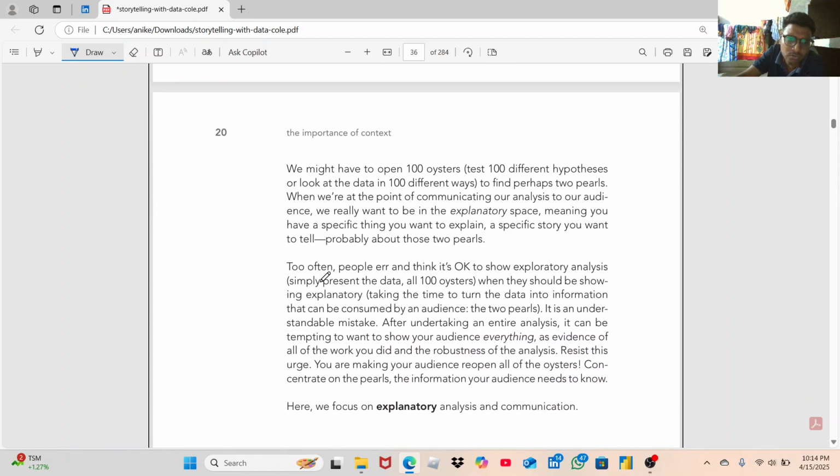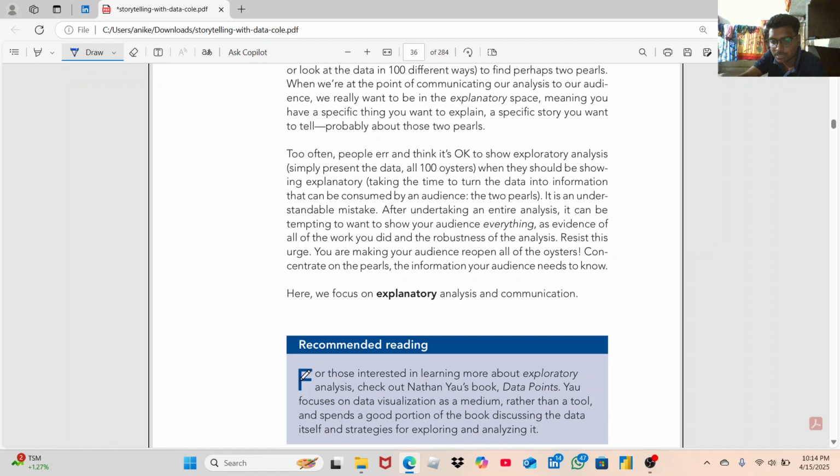Understood? Too often people think it's okay to show exploratory analysis when they should be showing explanatory, taking time to turn the data into information that can be consumed by an audience. It is an understandable mistake. After completing an entire analysis, it can be tempting to show your audience everything as evidence of all the work you did and the robustness of the analysis. So here we focus on explanatory analysis and communication.